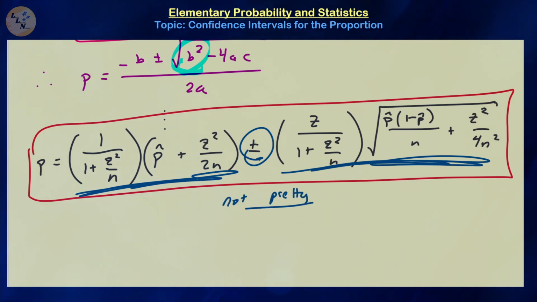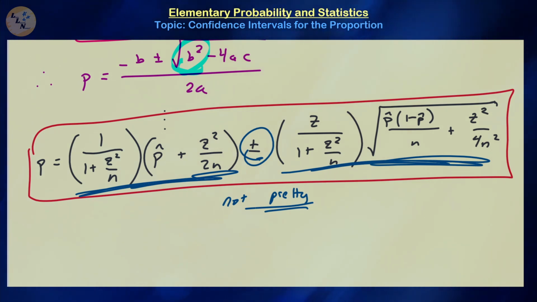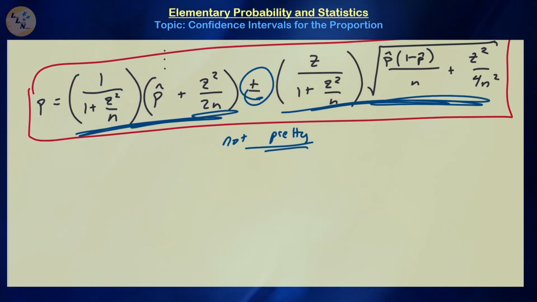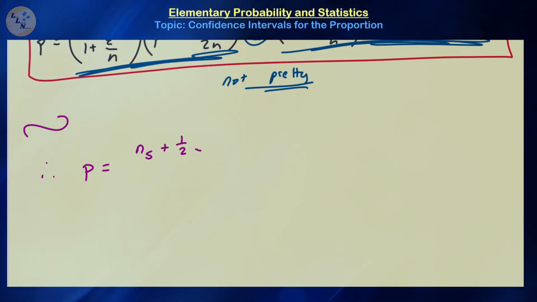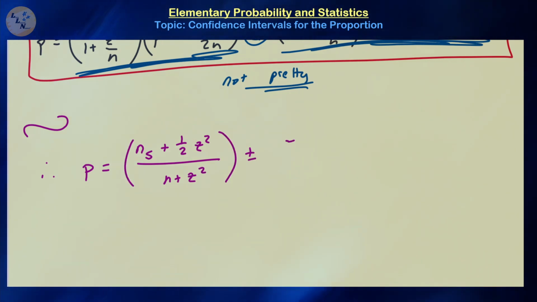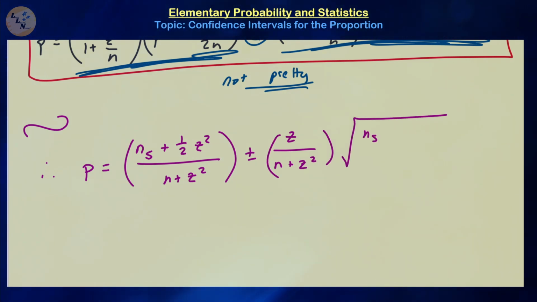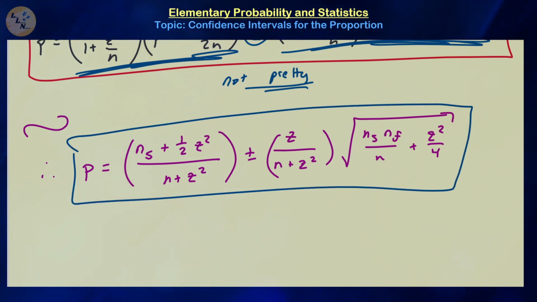So maybe we can represent this in another way that's a little bit more friendly to look at. So if we actually look at this from the perspective of the number of successes and number of failures in our sample, the representation for this is actually quite nice. So let's just look at that. So one can show that p is going to be equal to the number of successes plus 1/2 z squared, all over n plus z squared, plus or minus z all over n plus z squared, times the square root of number of successes times number of failures, all over n, plus z squared over 4. And that is actually pretty nice.